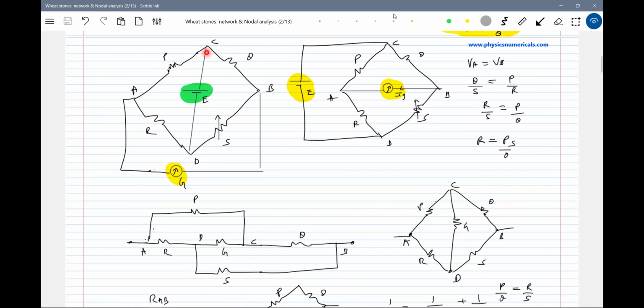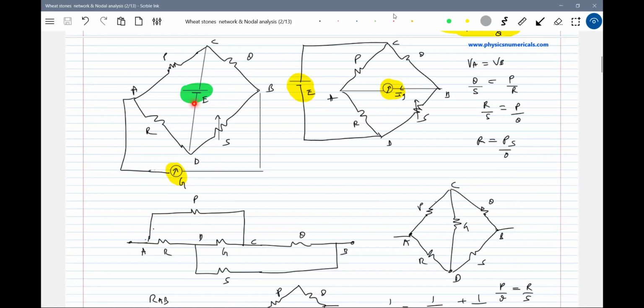So again, here VAB will be the same potential. Okay, let's do one thing. VA equal to VB. If VA equal to VB, then what are you going to write? Q by S should be equal to P by R. Solve it. Similarly, VA equal to VB. If VA equal to VB, here also again the same condition.